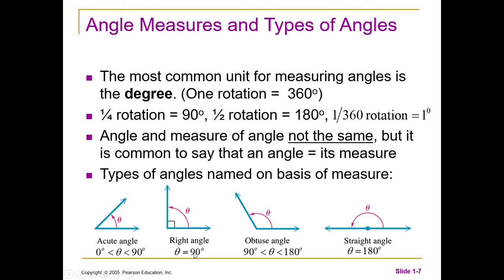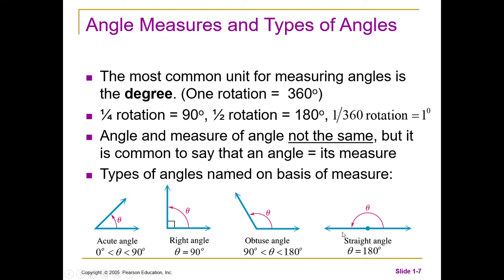If your theta is 90 degrees, it is a right angle. If your theta is greater than 90 but less than 180 degrees, it is obtuse. If your theta is 180, it is a straight angle. So remember: if theta is more than 0 and less than 90 degrees, it is an acute angle. If it is 90 degrees, it is a right angle. If it is more than 90 and less than 180, it is obtuse.